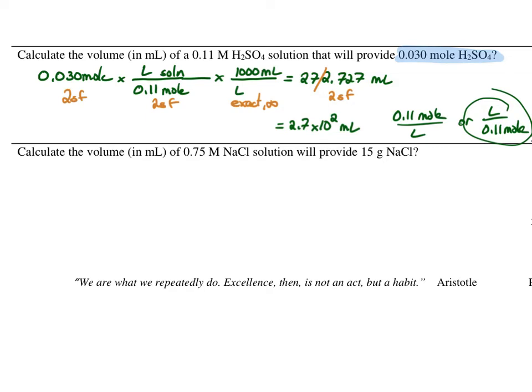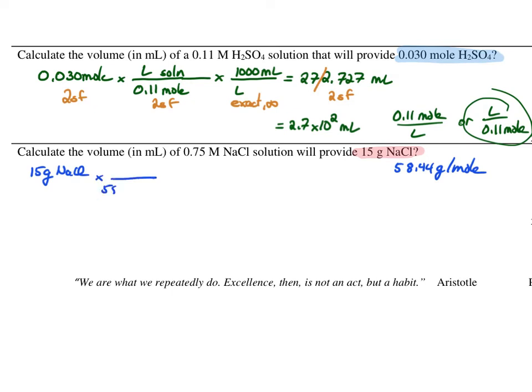In this next problem, we're also looking for a targeted amount of our solute. That's our target. That's where we are trying to get. We're trying to get to 15 grams of sodium chloride. Our concentration is given in molarity, moles per liter, so we're going to have to convert grams to moles. We need to determine the formula weight of sodium chloride, which I've already done, and that is 58.44 grams per mole.